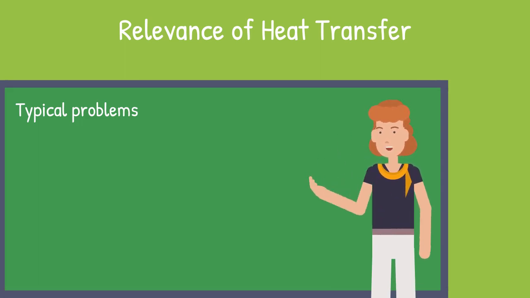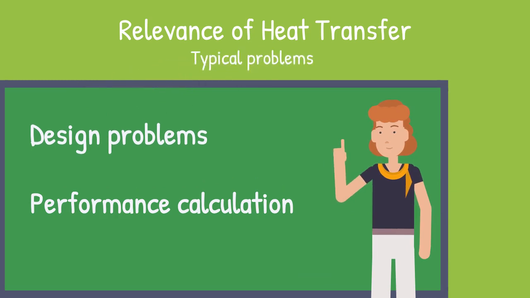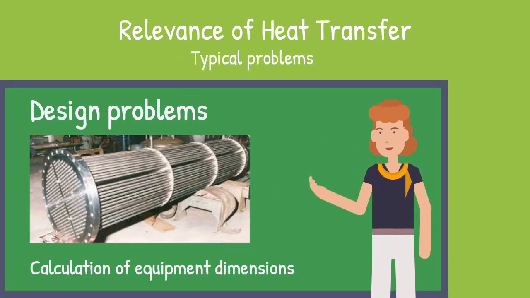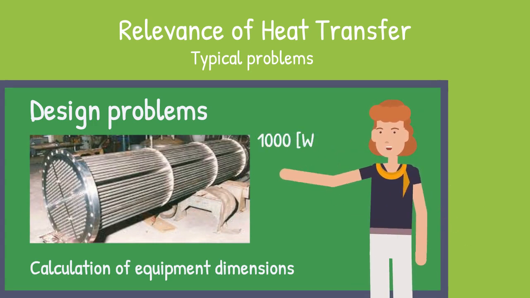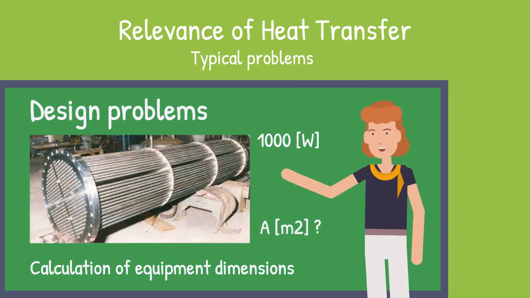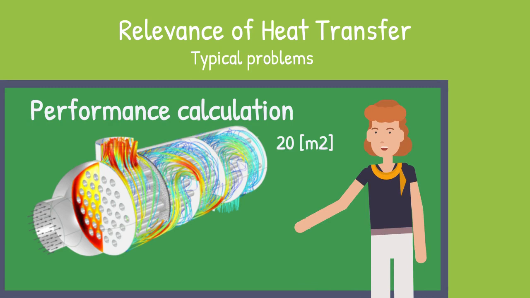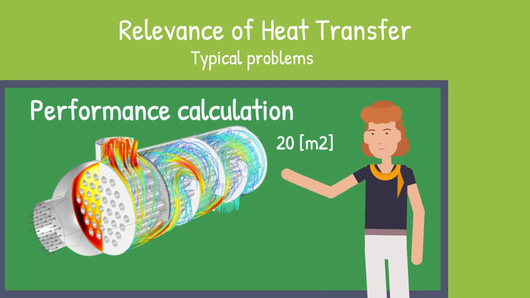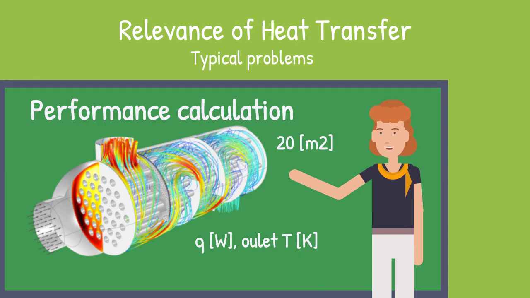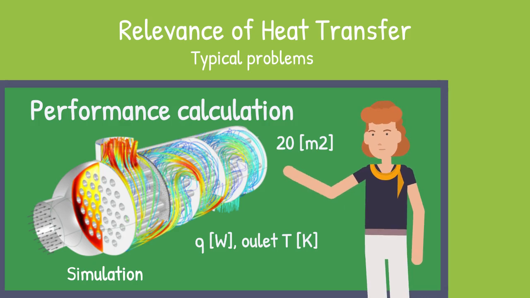In thermal energy engineering and therefore, throughout the heat transfer course, there are two main types of problems: design problems and performance calculation problems. In a design problem, we calculate the dimensions that an equipment must have to fulfill design parameters. For example, the dimensions needed for a heat exchanger to transfer 1000 watts from a hot fluid to a cold fluid. In a performance calculation problem, we know the geometry and size of an equipment and we calculate performance such as the thermal power or the fluid outlet temperature. This is the kind of problem solved by simulators.